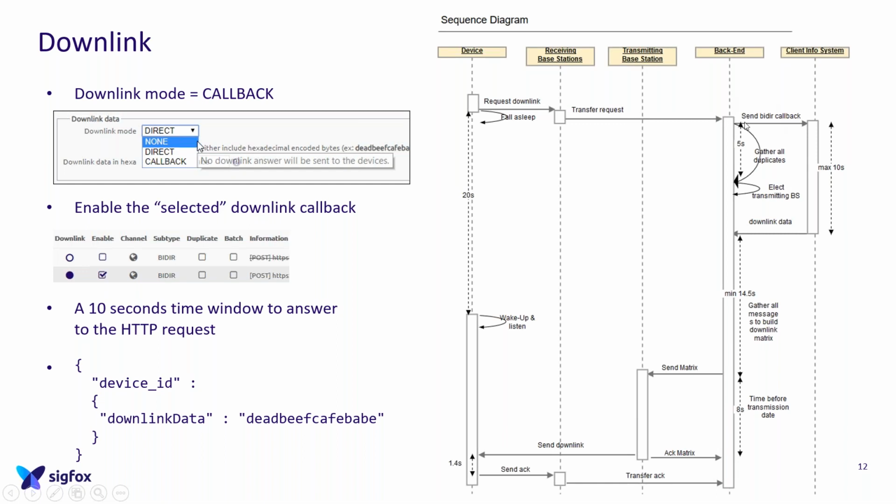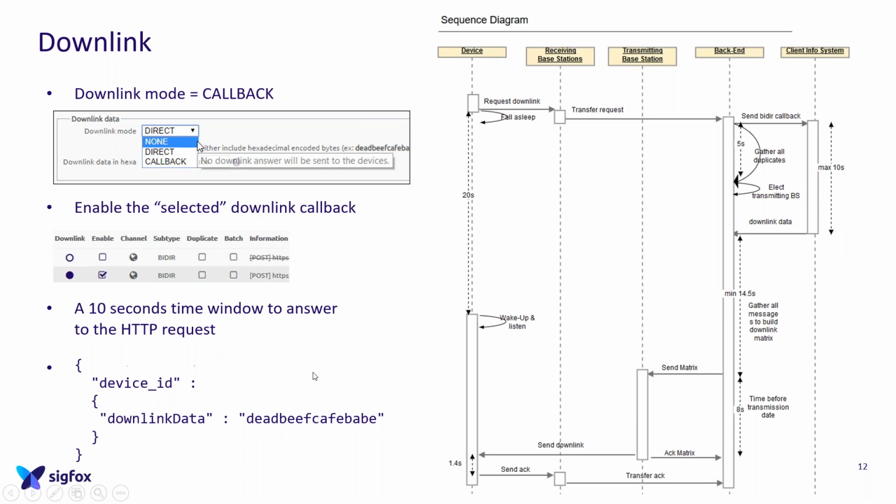To trigger this bidirectional callback, you need first to have configured, at the device type level, the downlink data in callback mode, and then to enable the selected BDR callback as I've shown here. Once you've done this, the BDR callback will be triggered each time the device sends a downlink request. Then at this time, your platform has to reply within a 10-second time window, which is largely enough for a software to answer. It has to reply to this HTTP request.